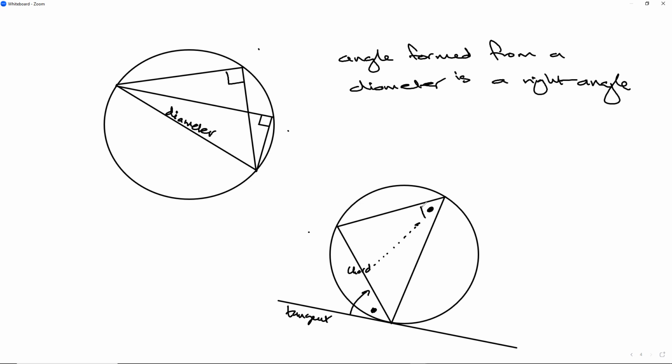Subtended means that this chord over here is opposite that angle. We would say this angle between this chord subtends this angle over here, so those two will be equal. So this angle equals this angle, and this one over here equals this one over here. This is known as the tan chord theorem for short.